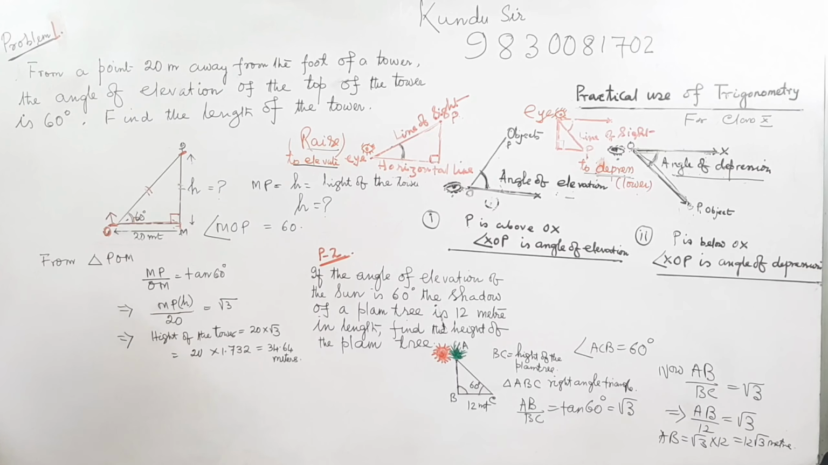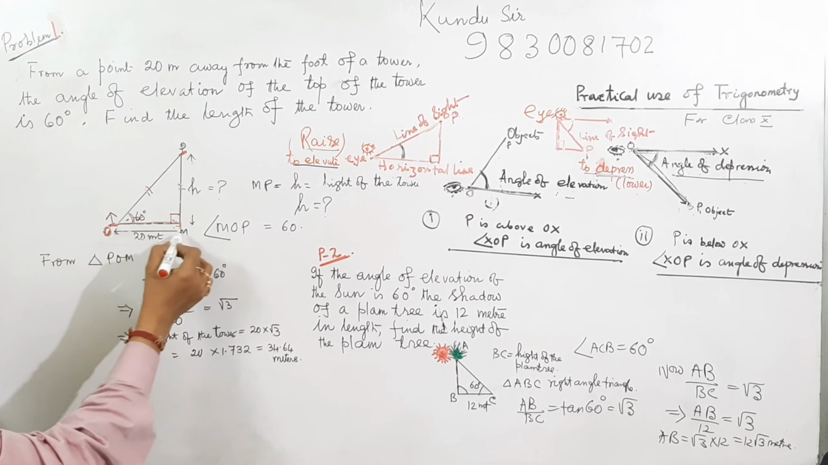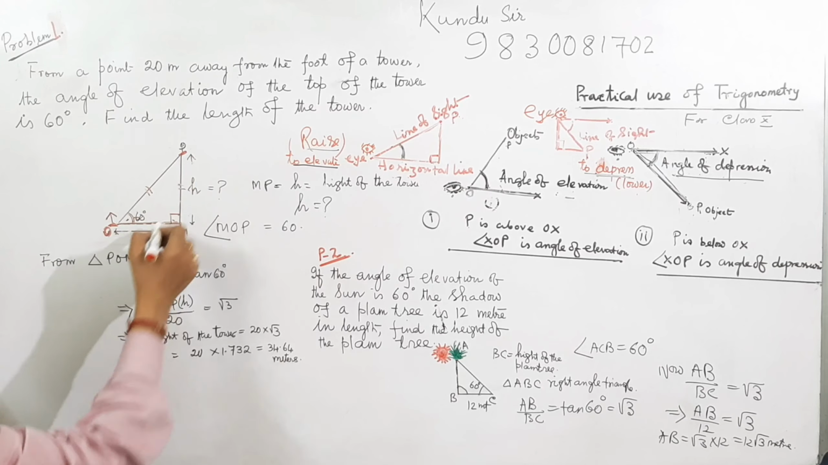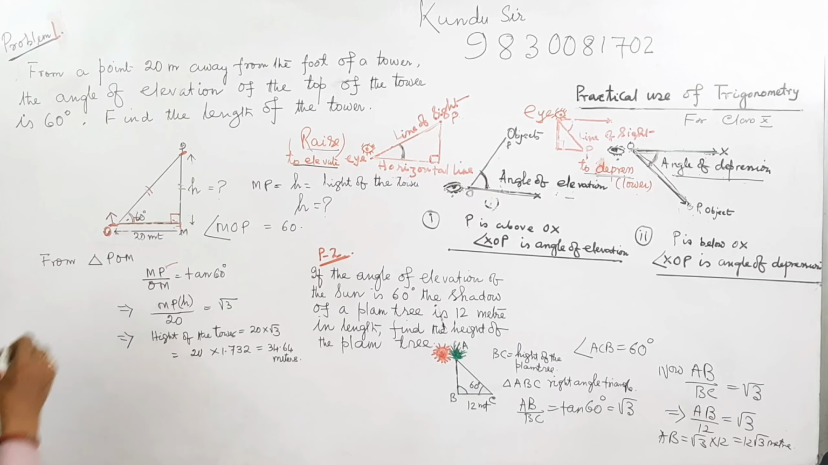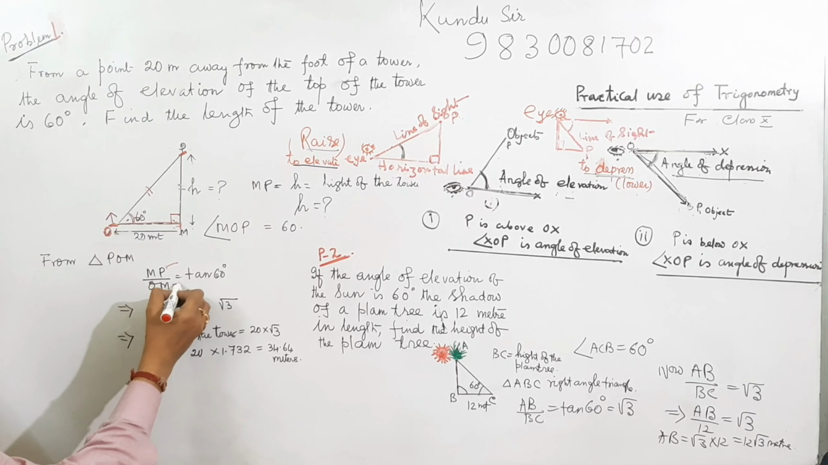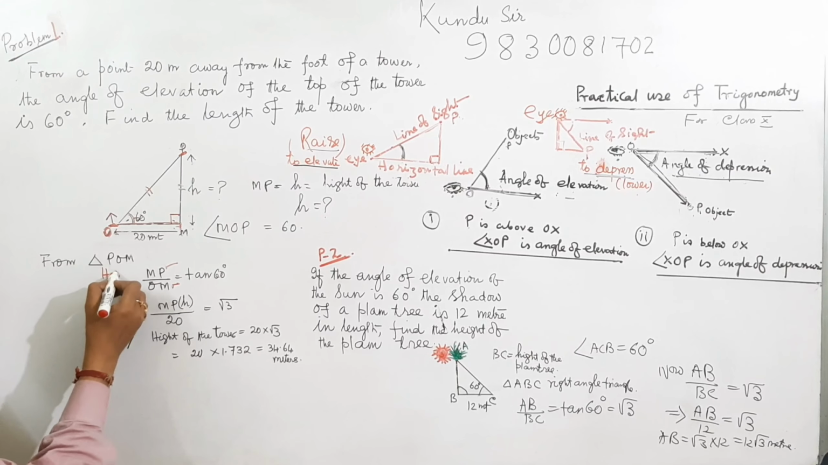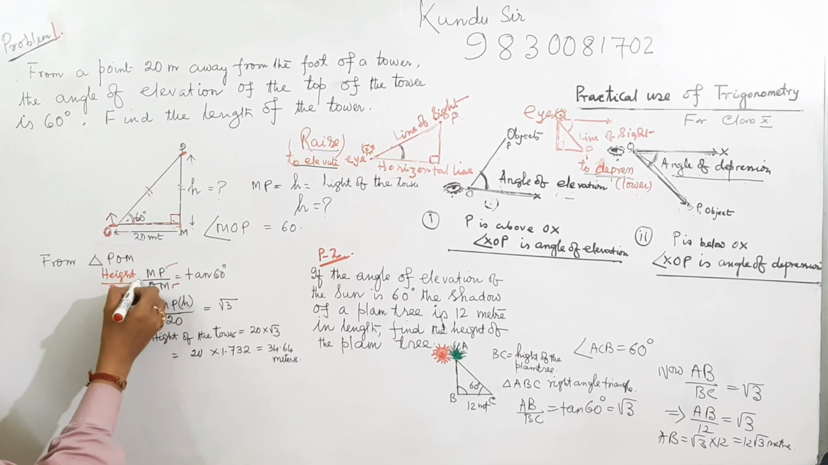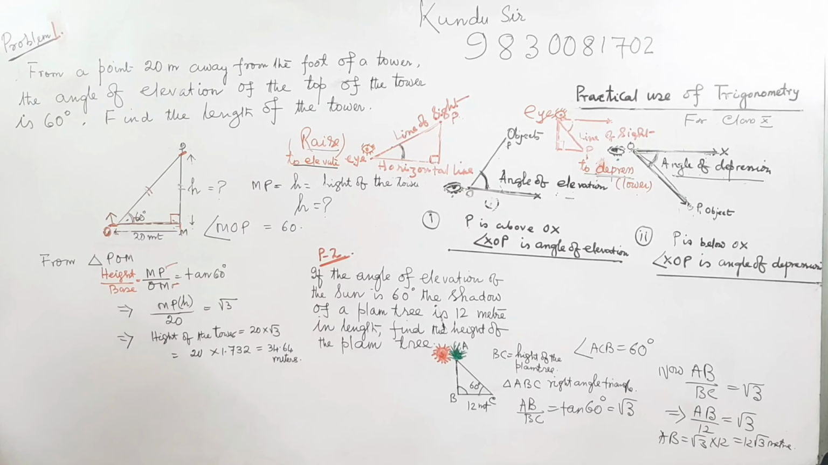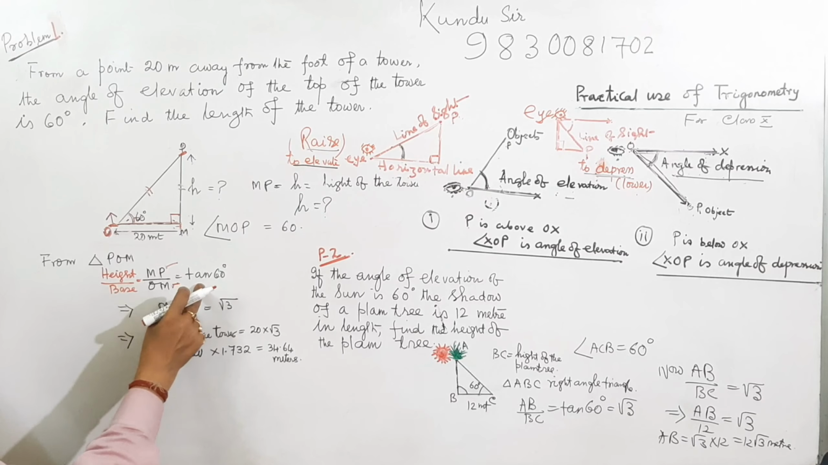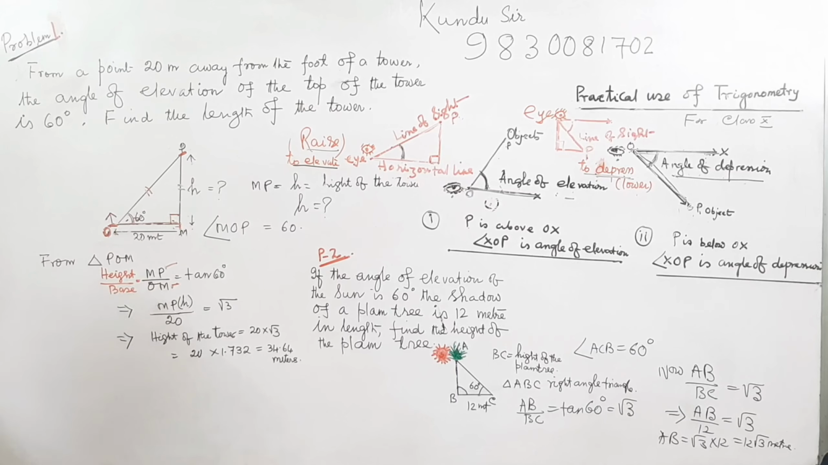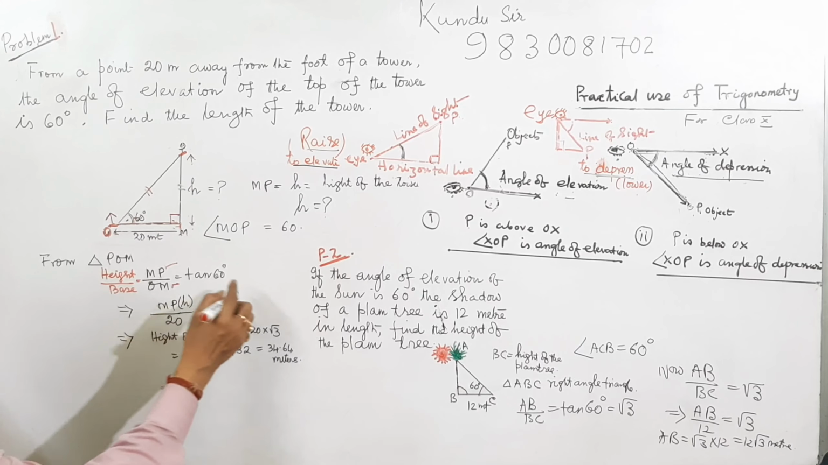Now according to the problem, what is OM? MP or PM is equal to the height, and OM is equal to the base. That means height, or altitude, over base is equal to tan theta, where theta is 60 degree. We know tan 60 degree is equal to root 3.